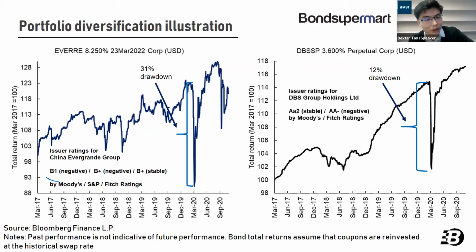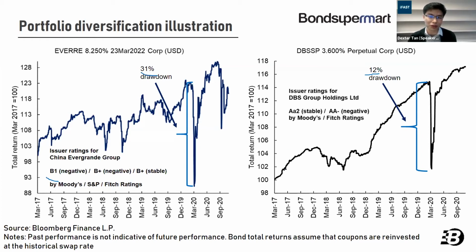When the bond is at this point here, when there was market volatility, investors sold down this bond quite a lot. So maybe your $1 million investment will become $700,000 at some point in time. This is because of the 31% drawdown. You look at the movement of this bond, you can see that it goes up and down over time. It's very much in contrast to the DBS perpetual note on the right. On the right, the 3.6% perpetual note has a drawdown of only 12%, whereas China Evergrande has a drawdown of 31%.